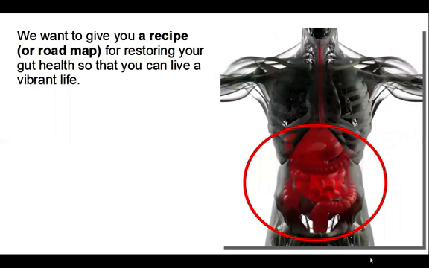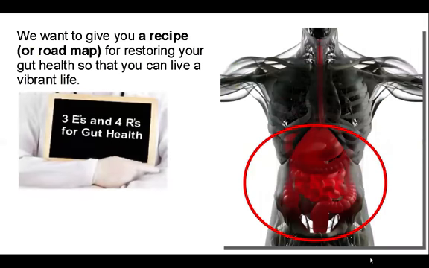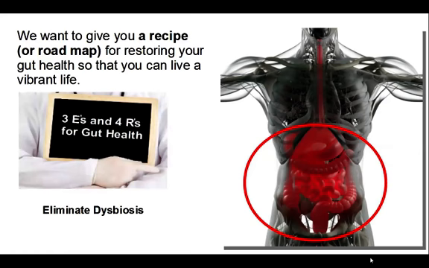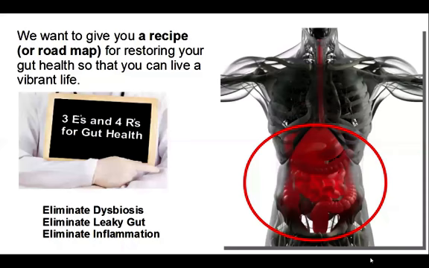We want to give you a recipe or roadmap for restoring your gut health so that you can live a vibrant life. We call it the 3 E's and the 4 R's for gut health. And it all starts with the 3 E's. Eliminate dysbiosis, eliminate leaky gut, eliminate inflammation. It's these 3 conditions that you have to address. And if you address them properly, then you'll experience a tremendous shift in your overall health.